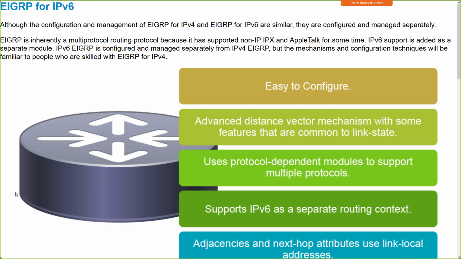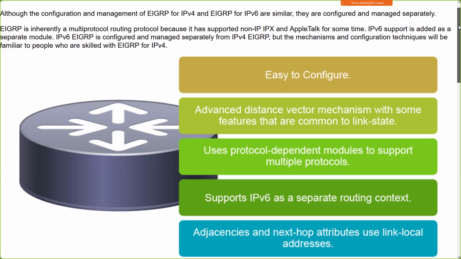We put in network statements to include the interfaces that we want to run the protocol. We do our metric weights, we do our variance, we do maximum paths, all that stuff under the routing process. For IPv6, we still have to enable the routing process globally using the IPv6 router EIGRP command, but we don't use network statements. We implement the protocol directly on the interface as opposed to using network statements. So it's very easy to configure.